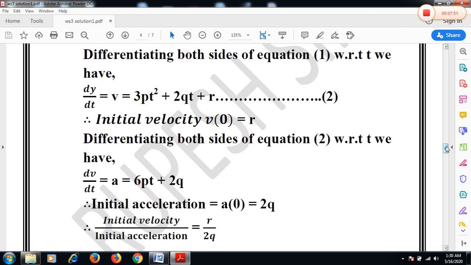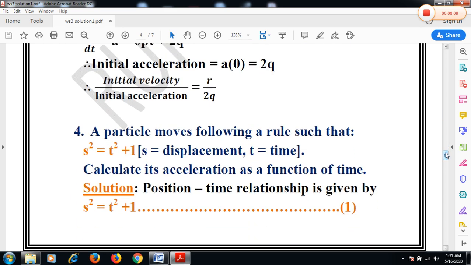Now we need to find out the ratio in between initial velocity and initial acceleration. So we are having the constant ratio will be equal to initial velocity by initial acceleration equals to r by 2q. Okay, students. Let us move forward to the question number 4.